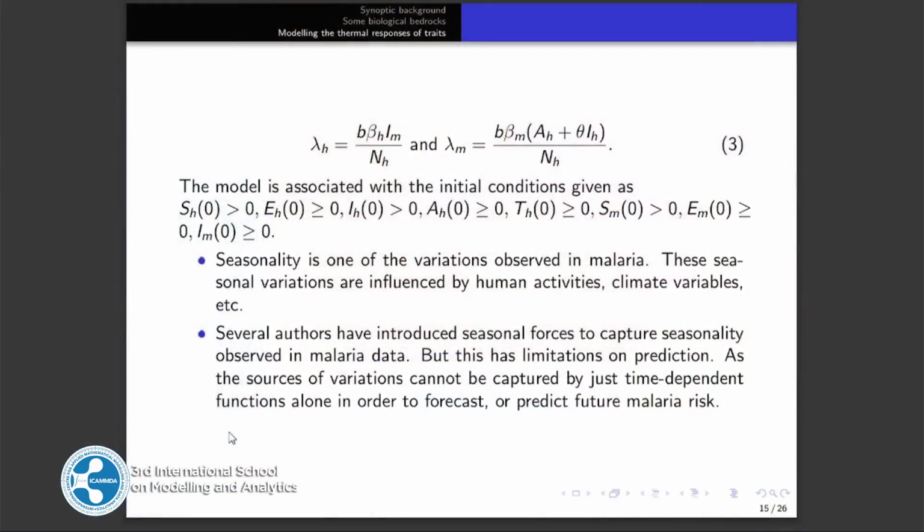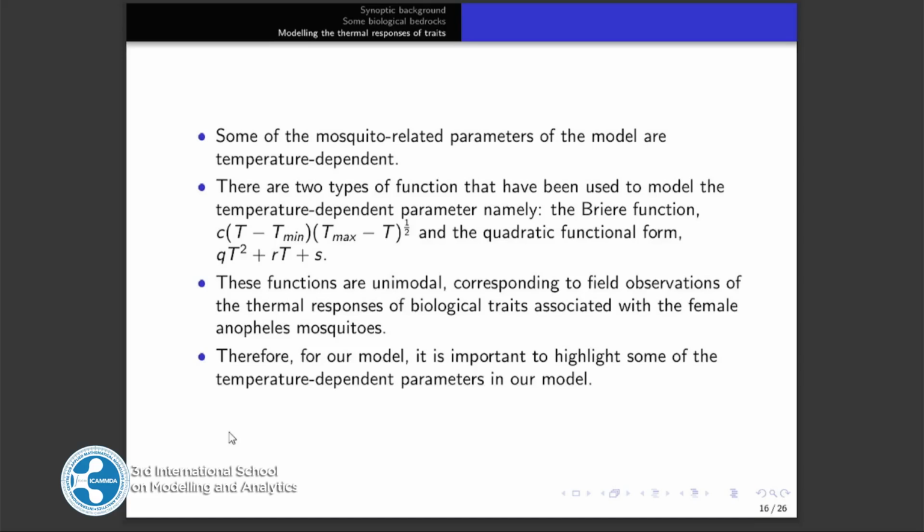So several authors, okay, but I've talked about this. Some of the mosquito-related parameters of the model are temperature dependent, as we have seen.